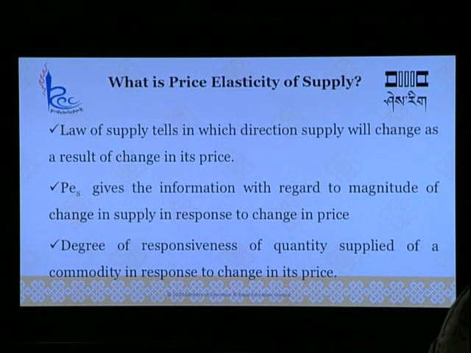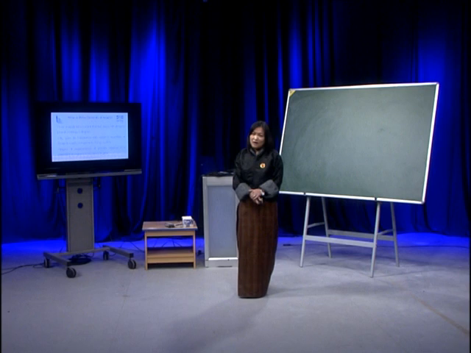Now we are going to look at the price elasticity of supply. What is price elasticity of supply? In your previous lesson, we looked at the price elasticity of demand. Now we are going to look at the price elasticity of supply. Before we go into defining what is meant by price elasticity of supply, let's look at some of its components.